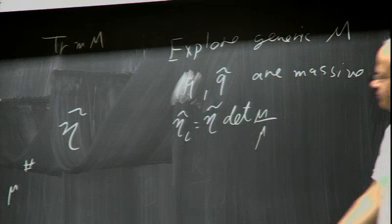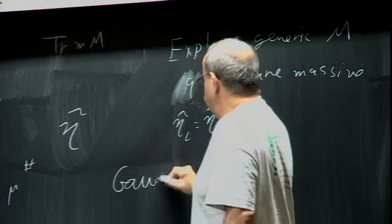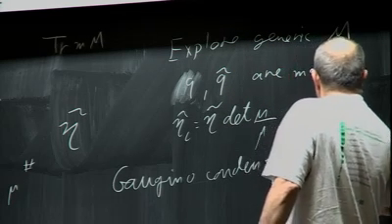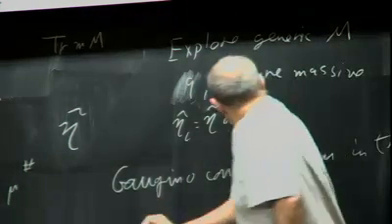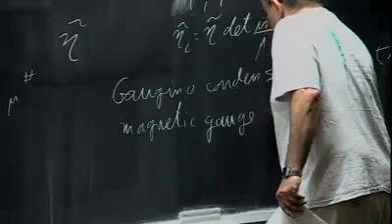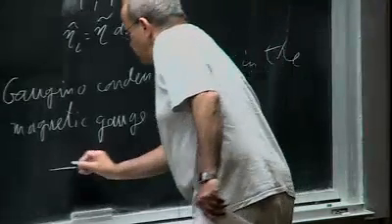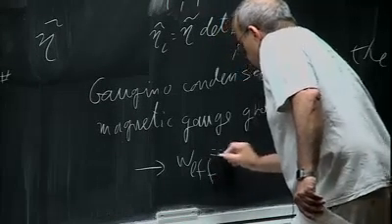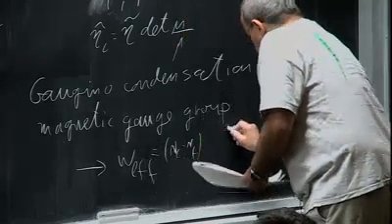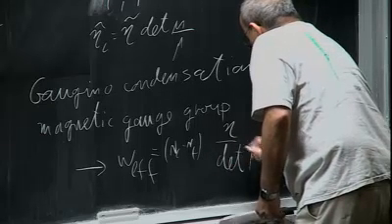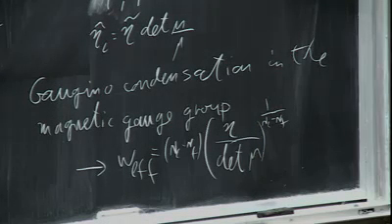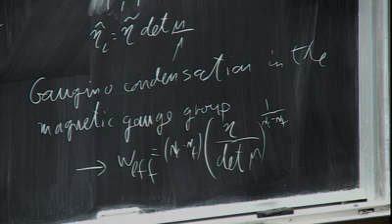There is gaugino condensation. And gaugino condensation in this magnetic gauge group leads to a superpotential. So we rederive the same answer now from a totally different point of view.